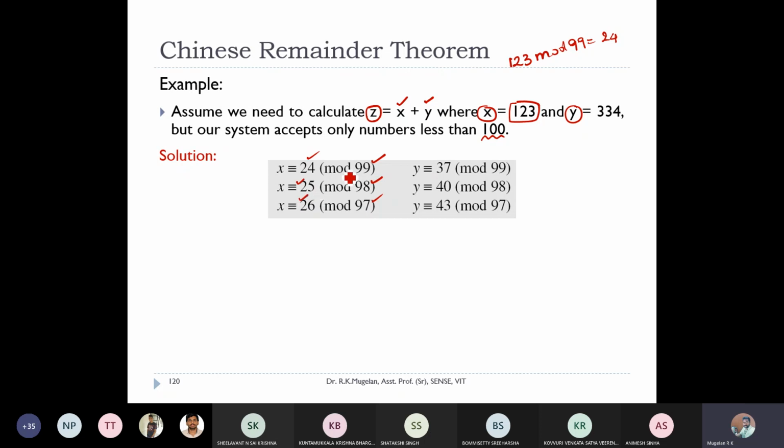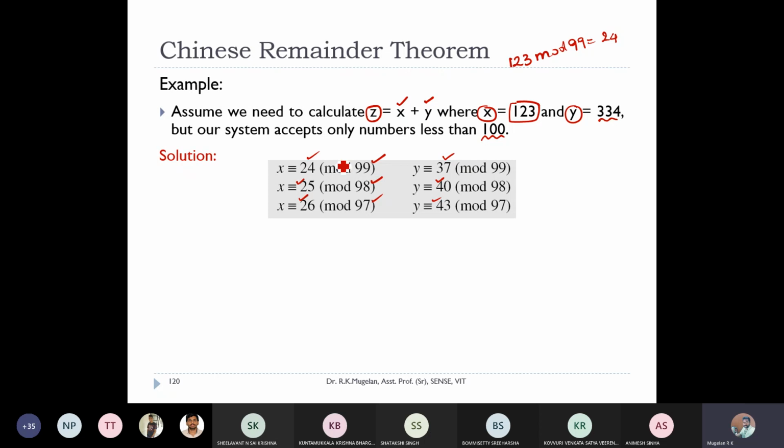Similarly, I went for y also. 334 mod 99 gives me 37. 334 mod 98 gives me 40. 334 mod 97 gives me 43. So these three expressions you have created.